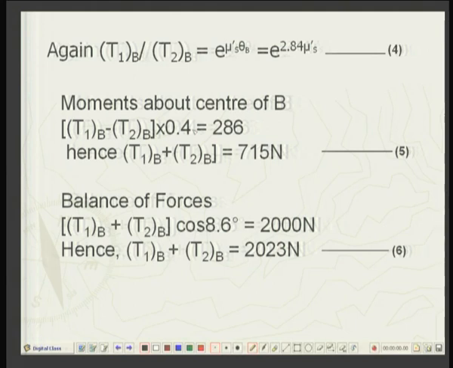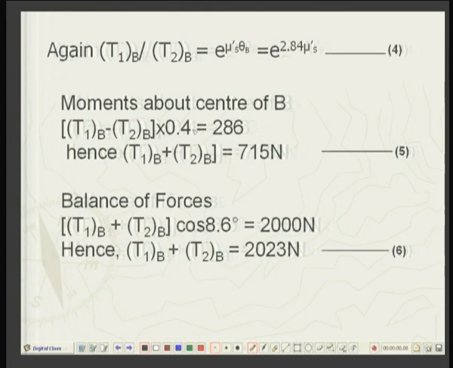Well, this equation comes from the work principle. That is, the work done, if there is no friction loss or any other loss, then the work done by pulley A should be equal to the work done by pulley B. So once again, the ratio of the two tensions T1B divided by T2B, that is when the slip is just impending at the pulley B.